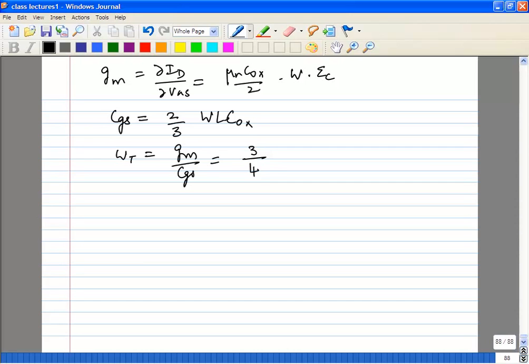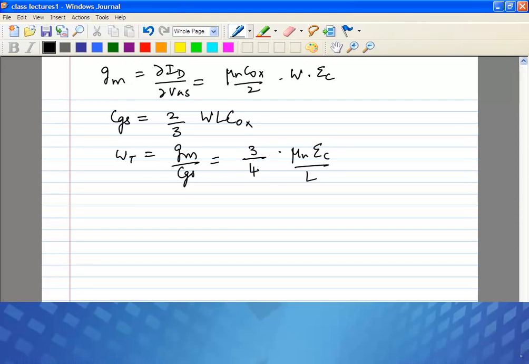Pinch off has happened. You're assuming all in saturation. No, you see, the velocity saturation is independent of this. You're assuming velocity saturation in the saturation region of the MOSFET after pinch off, right? Those are two different effects. Okay, so you just divide GM over CGS.